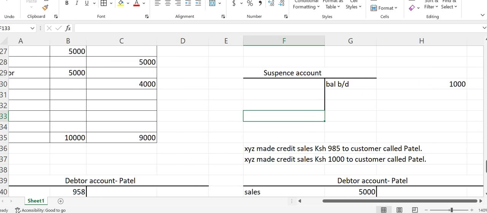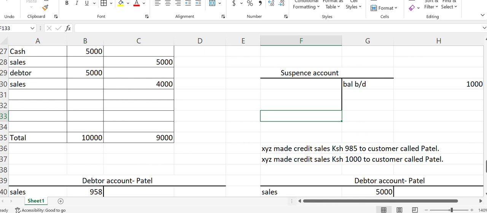If the debit side was short, meaning the credit side value was greater than the debit side value, in the suspense account the balance brought down could be on the debit side. That's what I want you to know. Are you to get up to that point?